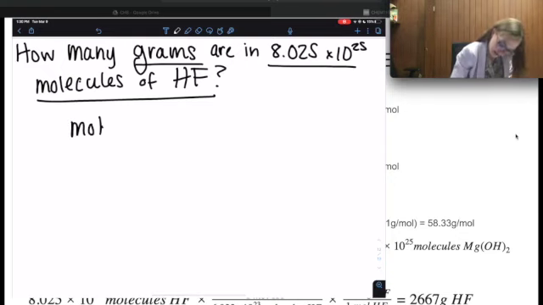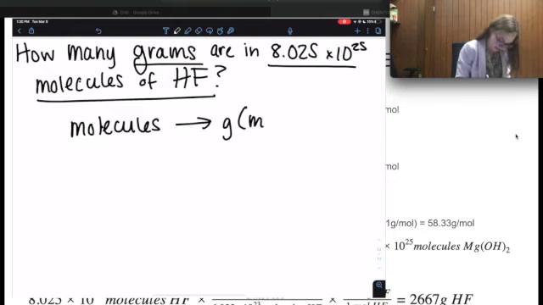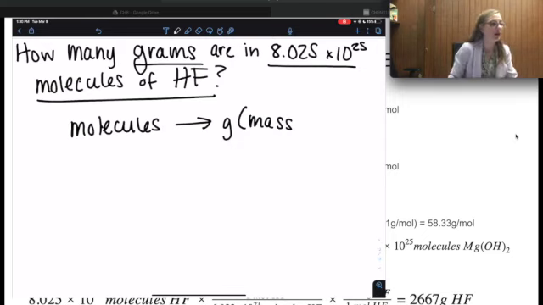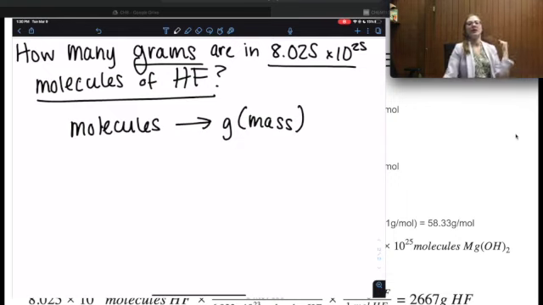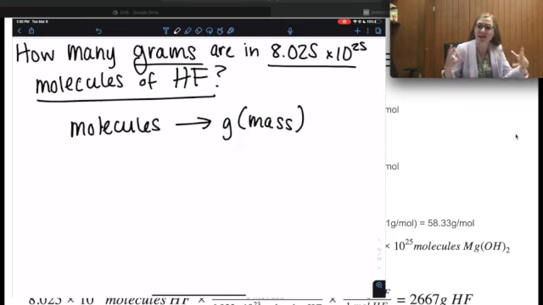So I'm given a certain number of molecules and I want to move to grams, so I'm trying to go from molecules to grams, which again is mass. And remembering again that I do not have a direct relationship between grams and molecules, so I'm going to probably need to use some sort of intermediary. And if we're thinking about molecules and numbers of those, we're counting them using Avogadro's number. So that's probably going to come into play here too.